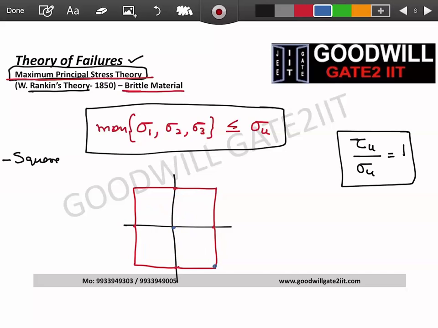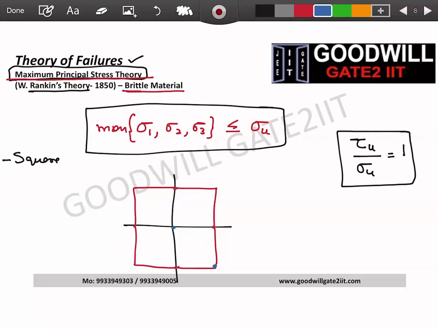So this was 0.5 for the hexagon. I should not complicate this, so I'll remove this part, but I will draw this now. This was Tresca. Correct? And this was 0.5. Now you have this ratio as 1.